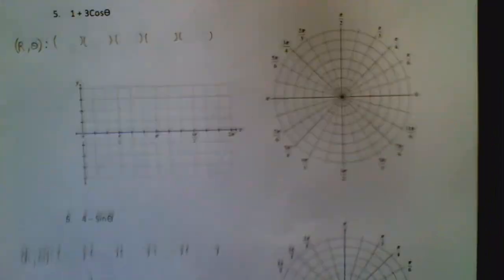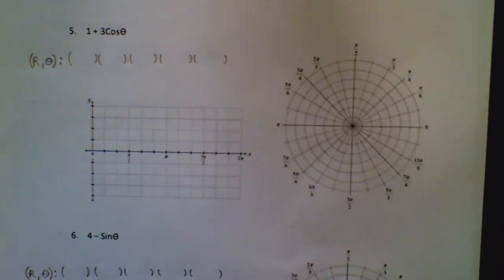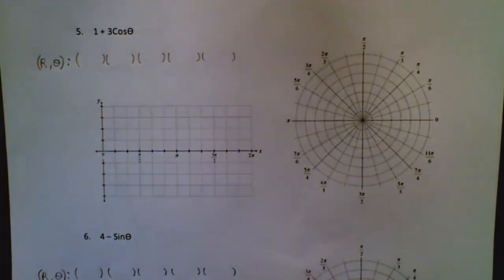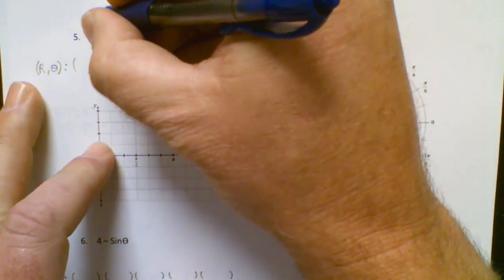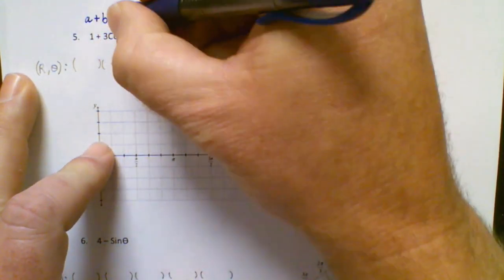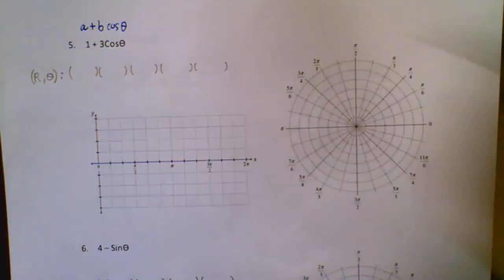Okay, the last part of this is, what if it's not a rose? So I wanted to show you guys a couple of the other graphs that we talked about and how this concept still works with other types of graphs. Alright, so what are we seeing on this guy? Remember, this is in the form of a plus b cosine theta. So it's in that form right there.